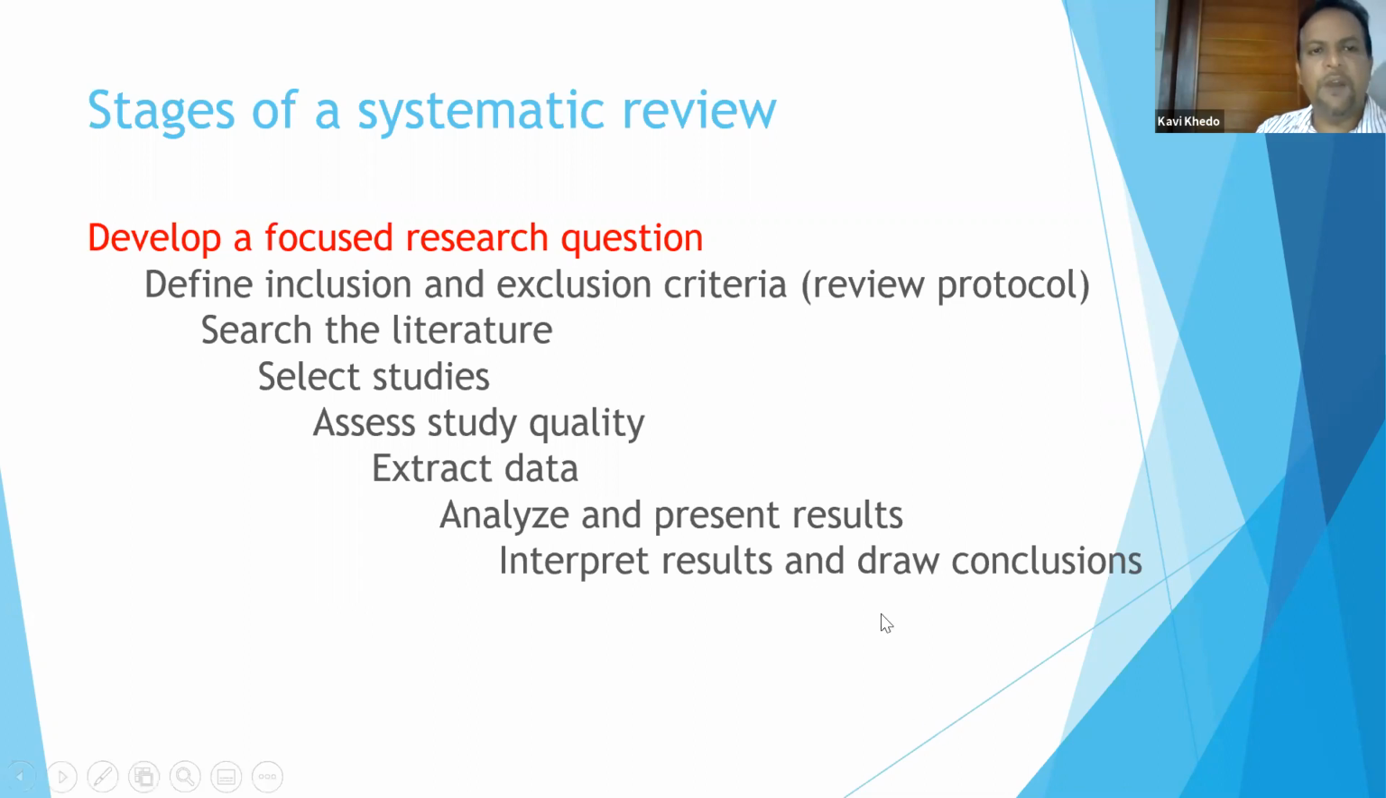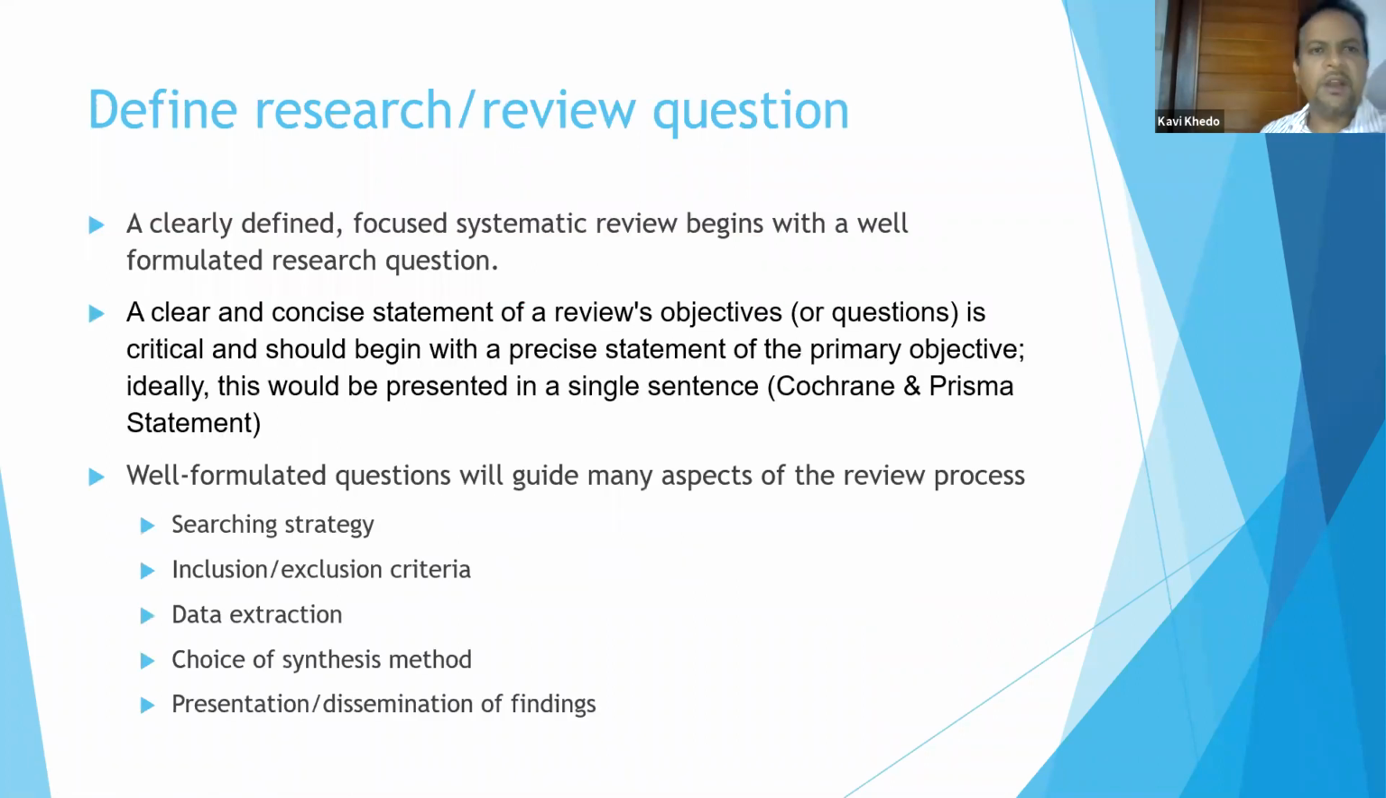First, it says that you need to develop a focused research question. When we talk about systematic review, I've told you about a focused research question. A systematic review begins with a well-defined, formulated research question. I've told you it should be focused, concise, clear, and this will impact your other steps. A well-formulated question will guide many aspects of your review. Searching will become easier because your question is clear and focused. So this is mandatory, a prerequisite for your review, that at the start you have a clear question, a clear objective of the review that you're conducting.